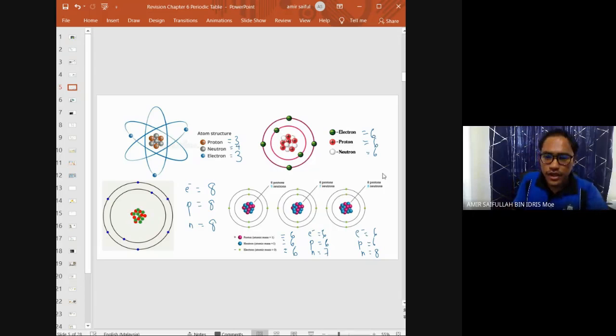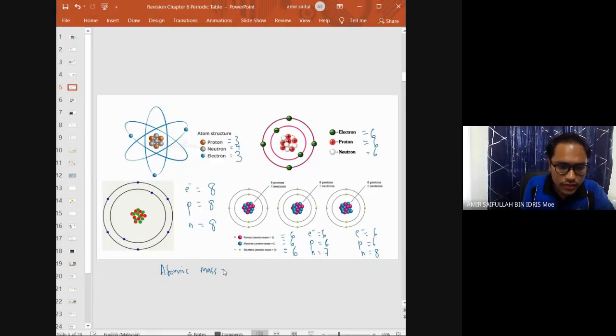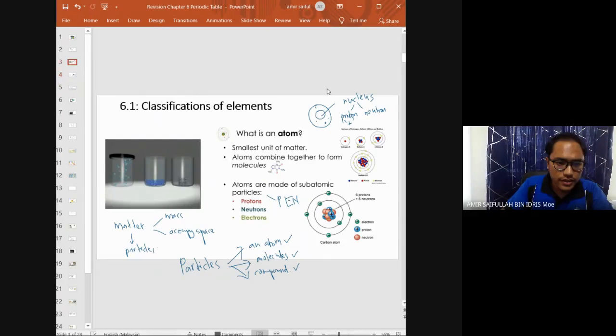Just now Kah Hong asked what is atomic mass. Just now we said every matter has particles. Because they have particles, that's why they have mass. But where does this mass come from? It comes from the particle. So remember, each particle has its own mass.